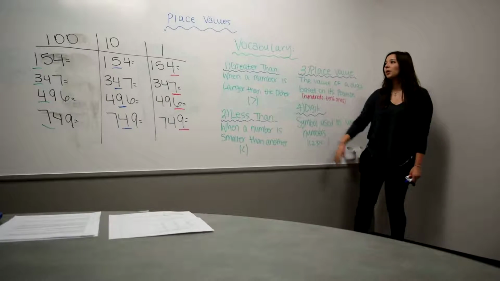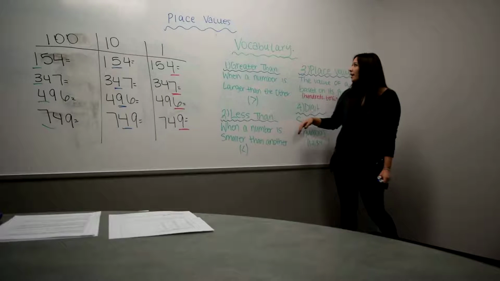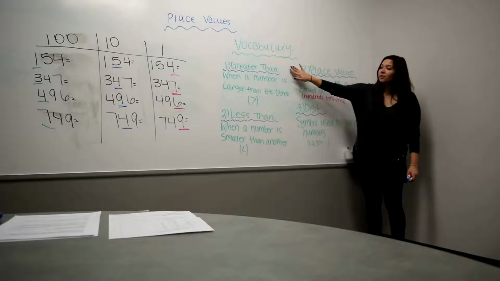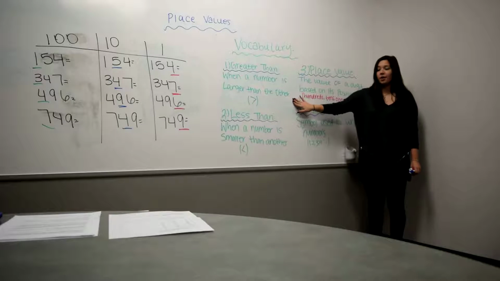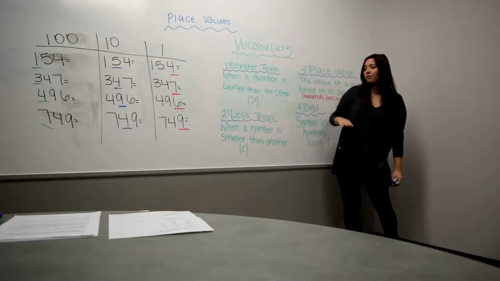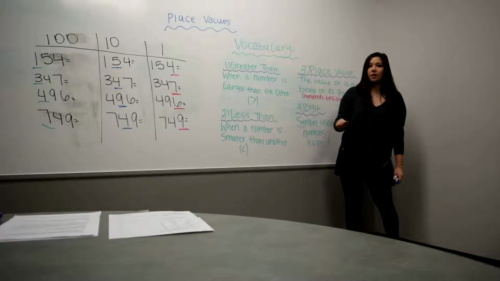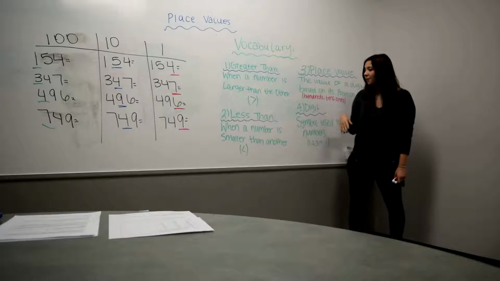So class, we've been working on place values for the last few days now, so we're just going to go ahead and keep going over that. Our vocabulary for this unit has been so far: greater than, when a number is larger than the other. At this point, I would give students two numbers, like 50 and 4, and ask them which one is greater, and they'd have to put it in a sentence. For example, 50 is greater than 4.